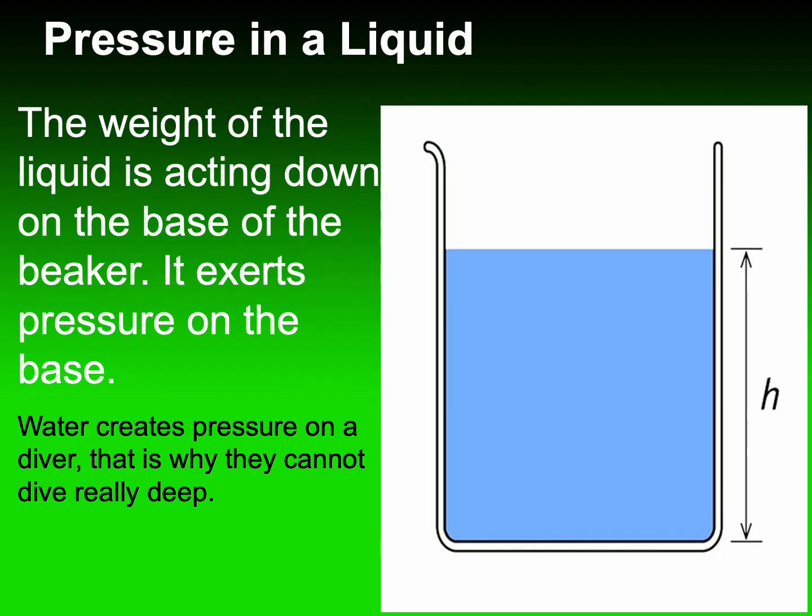If we have a beaker of water, we have various things happening. The weight of the liquid is acting down on the base of the beaker, exerting pressure on the base. There's also pressure acting on the sides of the container, but water also creates an upward pressure because it is greater at the bottom of the beaker there compared to the top.